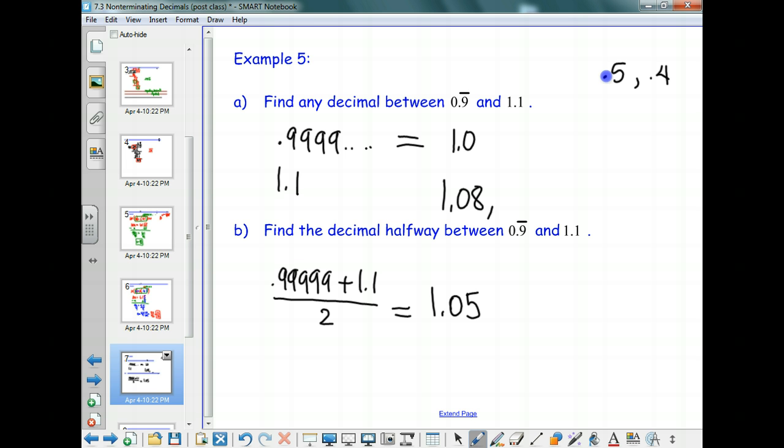Somebody give me another one. Just for fun, give me 2 more and we'll move on, I promise. 1.04.